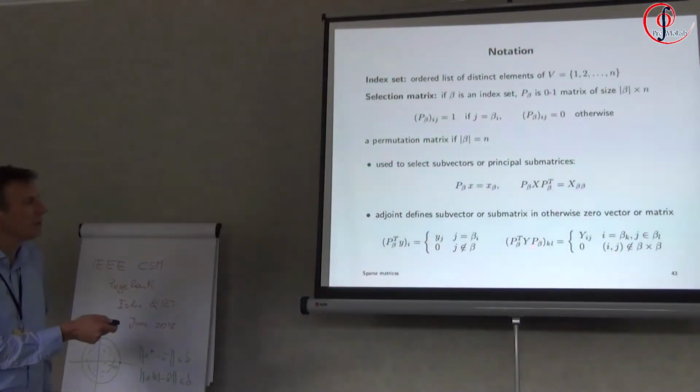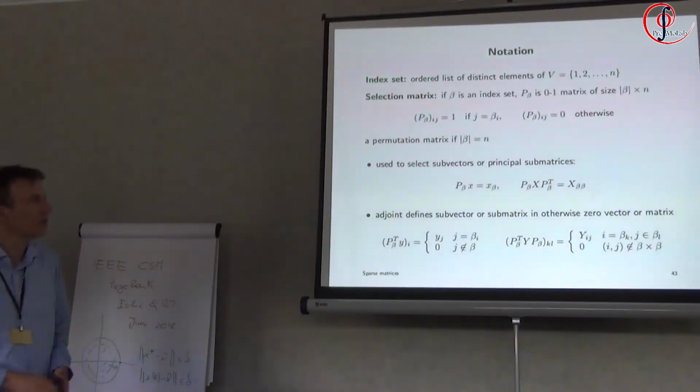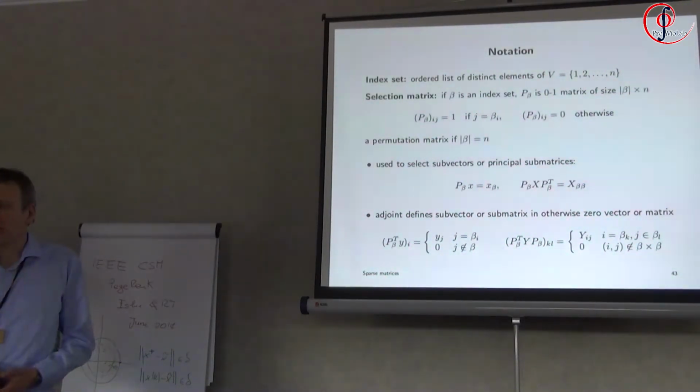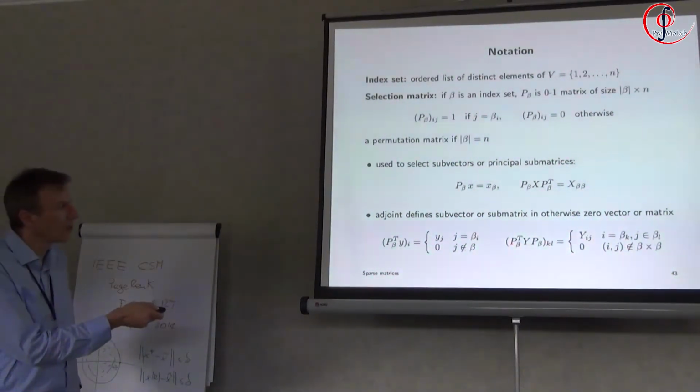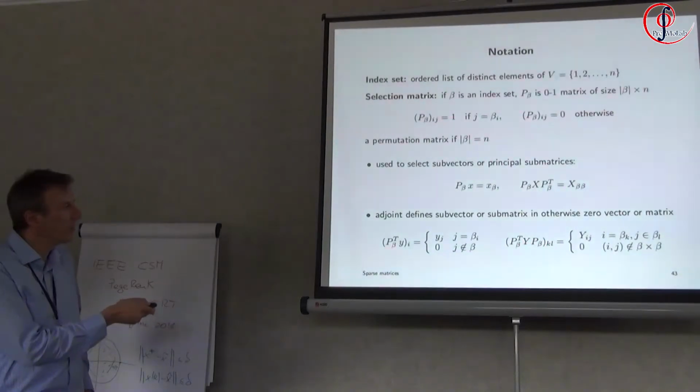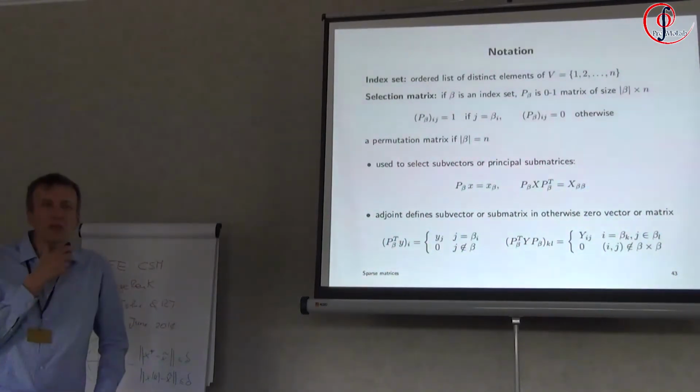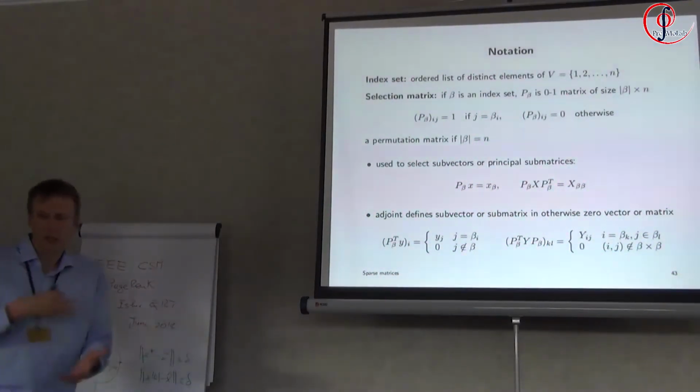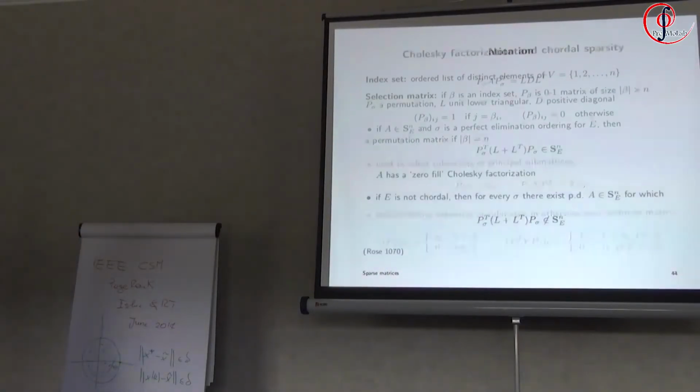And the same for a matrix. If you take a small matrix, then you copy it to a larger zero matrix, putting the elements of the submatrix in those positions. So that's the meaning of these operations, P transpose Y P, or P transpose Y for vectors. They're the adjoint of extracting subvectors or submatrices.